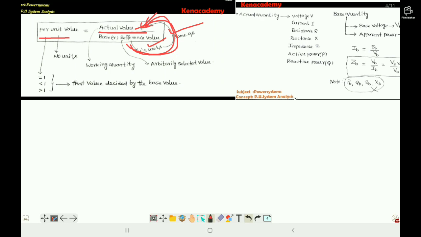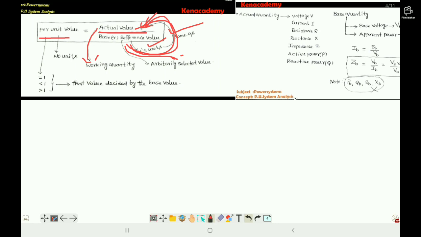Now the question is, I told already this actual value is also called working quantity. This base quantity or reference quantity is an arbitrarily selected value. That is a point to remember.